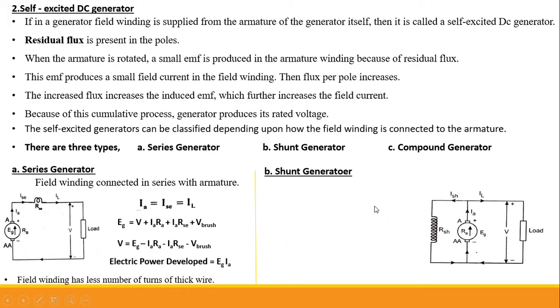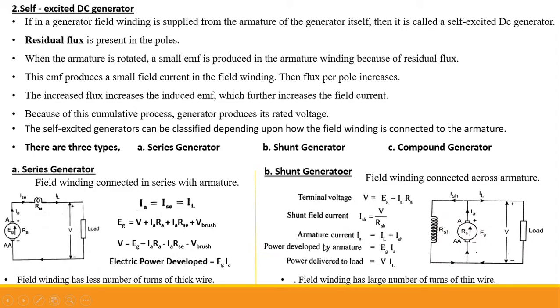Then the shunt generator. Here the field winding is connected across the armature. In the circuit diagram, field coil, armature coil and the load are all connected in parallel. Here the field winding has a large number of turns of thin wire. Terminal voltage V is equal to Eg, generated EMF, minus the voltage drop across the armature, IaRa.